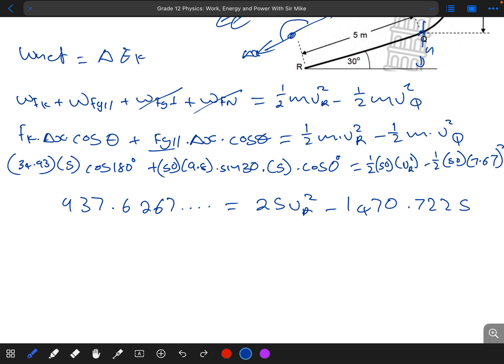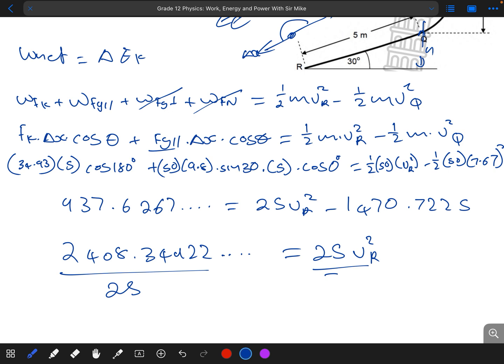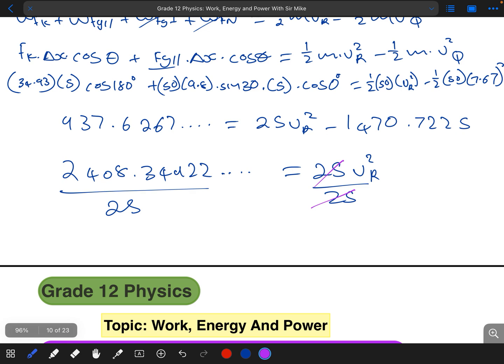If you take this to the other side and add it, when it goes to the other side it changes signs, so it becomes 2,408.34922, and so on, equal to 25 multiplied by V squared at point R. So now you divide both sides by 25, so this cancels with that. Then I'm going to take the square root on both sides.